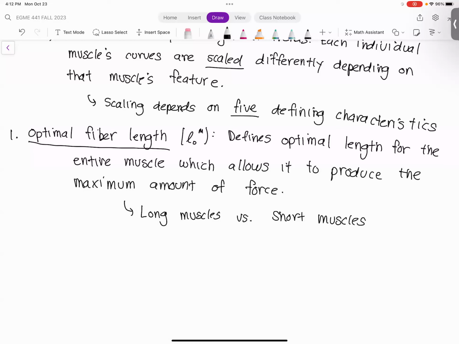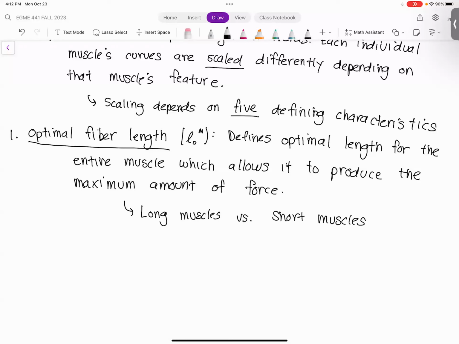Because no matter what muscle you look at in the body, the sarcomere, the little unit that has the protein filaments, has a fixed length. What's different about each muscle is that it has either more or fewer of these sarcomeres attached end to end. The muscles in your body that are considered longer, like your calf muscle, are going to be a lot longer than the muscles in your hand, which are a lot shorter.